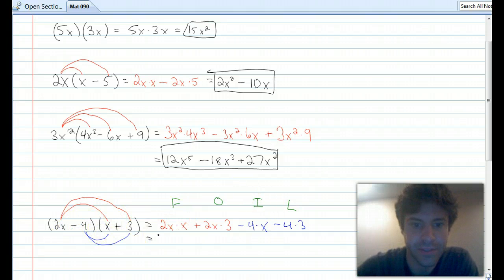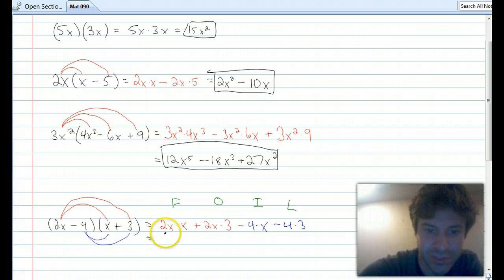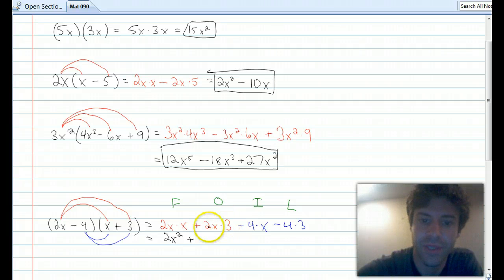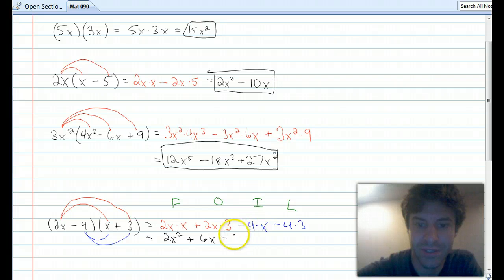Well, let's finish it here. We have 2x times x, which is 2x squared. We have 2x times 3, which is 6x. We have 4 times x, which is just 4x. And we have 4 times 3, which is 12.